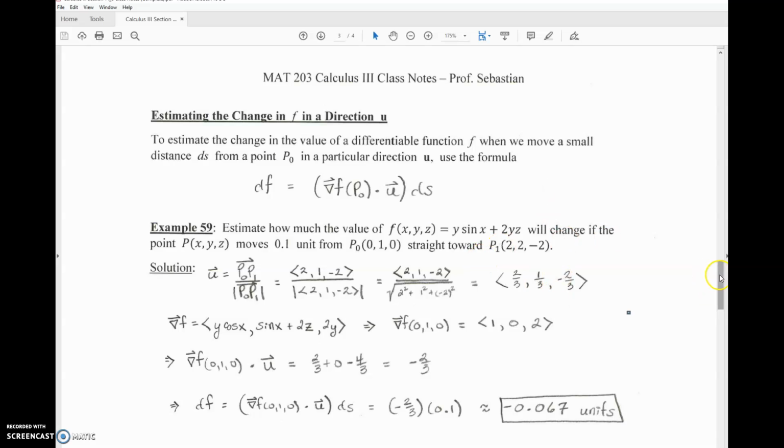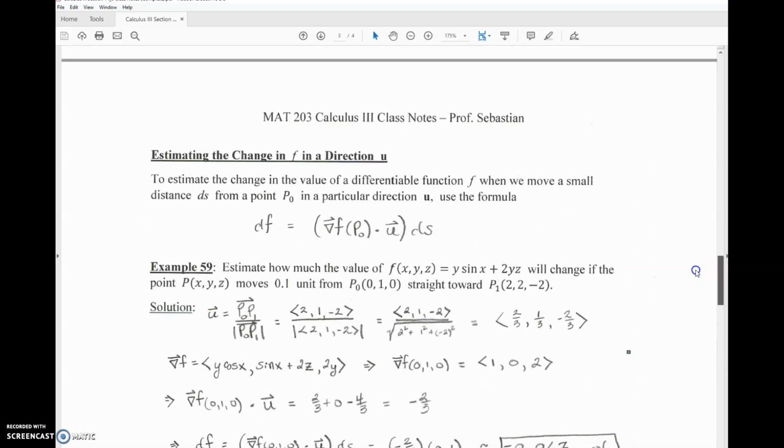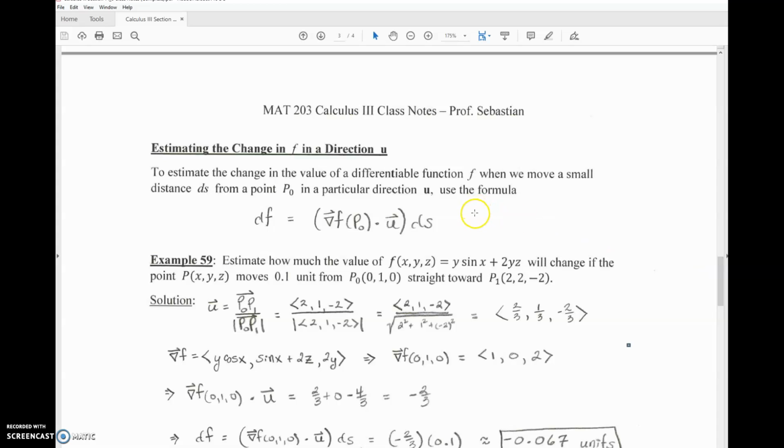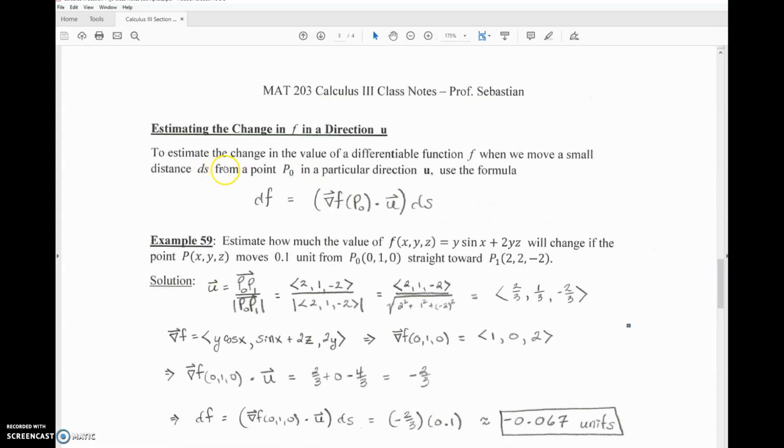We are now on page 64 and we're still in section 14.6, and now we're talking about how to use differentials, just much like we did way back in Calc 1 where, if you remember, dy equals f prime of x dx. That would be estimating the change delta y by following the tangent line instead of following the curve. So we're going to do the same thing here. If we want to estimate the change in the value of a differentiable function f when we move a small distance ds from a point P naught in a particular direction u, then we use this formula.